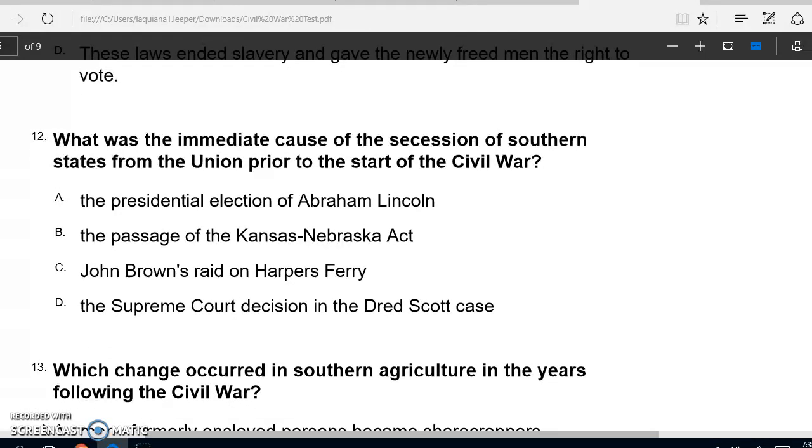Number 12. What was the immediate cause of secession of Southern states from the Union prior to the start of the Civil War? A. The presidential election of Abraham Lincoln. B. The passage of the Kansas-Nebraska Act. C. John Brown's raid on Harper's Ferry. D. The Supreme Court decision in the Dred Scott case.